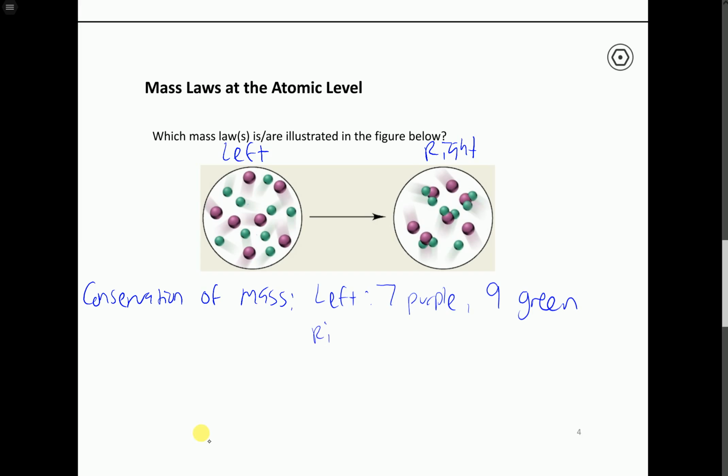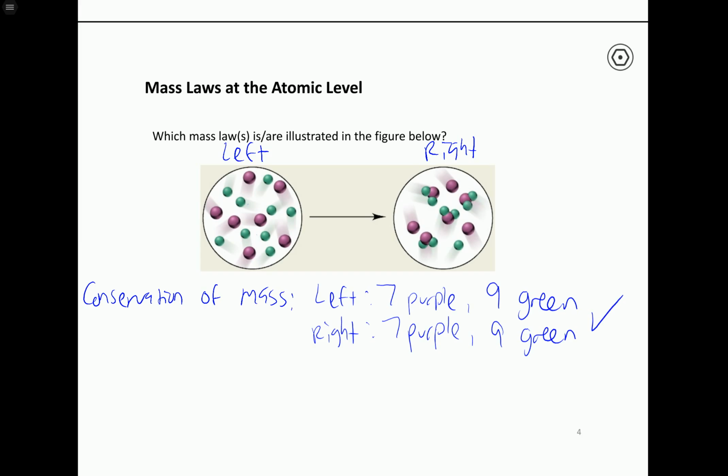If we go to the right side, if we count the number of atoms of each type, the purple we have 1, 2, 3, 4, 5, 6, 7. So some of the purples have now been combined with greens to form molecules, to form compounds, but there's still 7 total purple atoms, and then green 1, 2, 3, 4, 5, 6, 7, 8, 9. We also have 9 green. Okay, so the number of each type of atoms is the same on both sides, so this demonstrates the law of conservation of mass. Now we think about another mass law, which is definite composition.